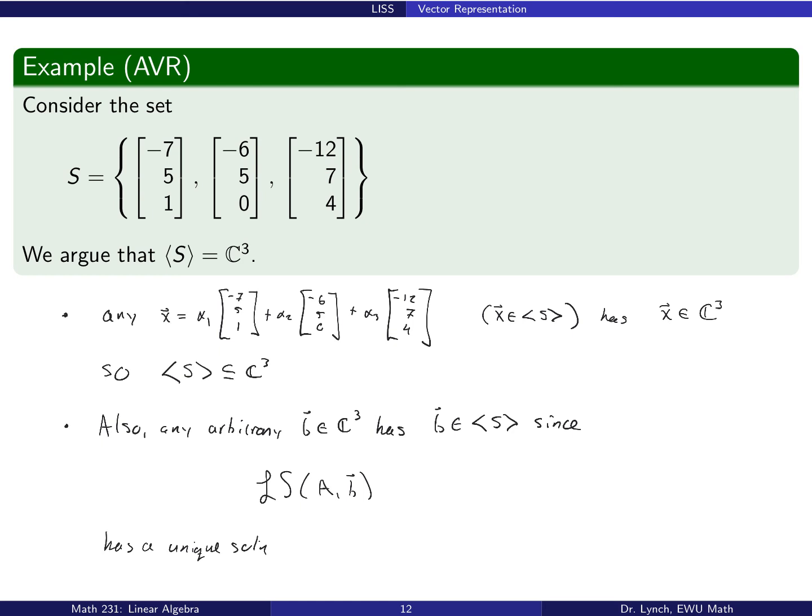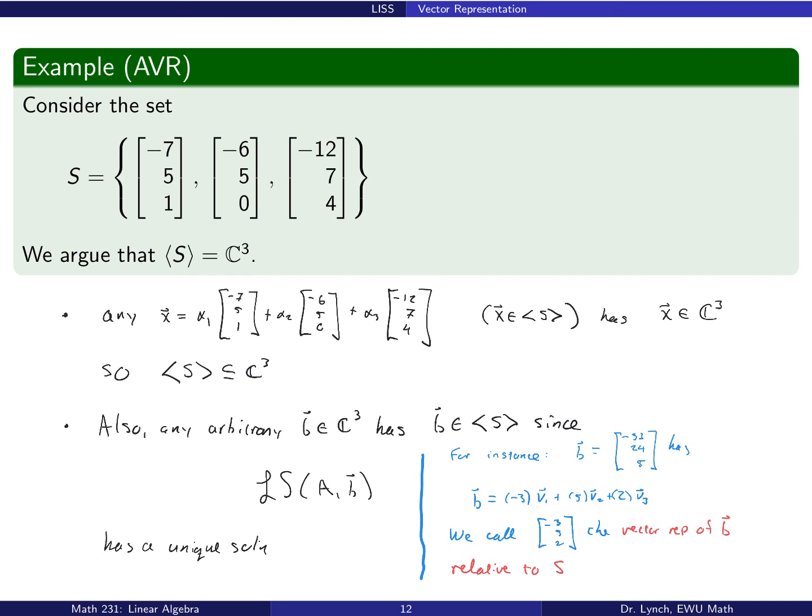The reason for that is because these vectors are the vectors associated with the coefficient matrix for archetype A, and we know that archetype A has a coefficient matrix that's non-singular, right? So the linear system LS(A, B) always has a unique solution. Therefore, we can always write B as a linear combination of the vectors in S.